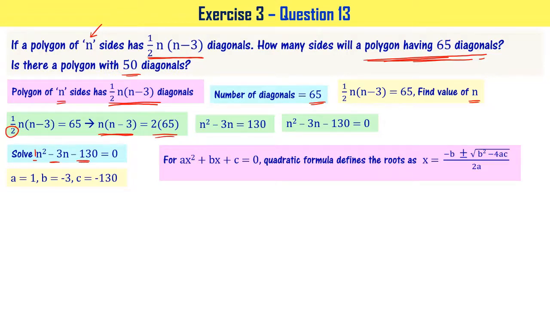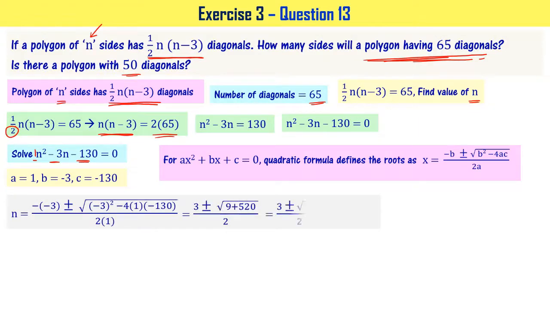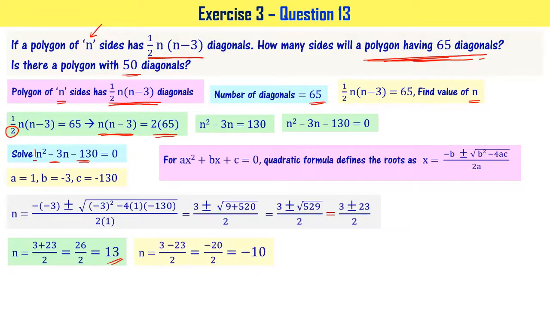When you substitute these into the quadratic formula, n is going to be equal to 3 plus or minus 23 divided by 2. If I take plus sign into consideration, then I can write n equal to 3 plus 23 divided by 2, that is 26 by 2, that is equal to 13, right? N equal to 13 is one answer. The other answer is going to be n equal to 3 minus 23 divided by 2, that is minus 20 by 2, that is minus 10.